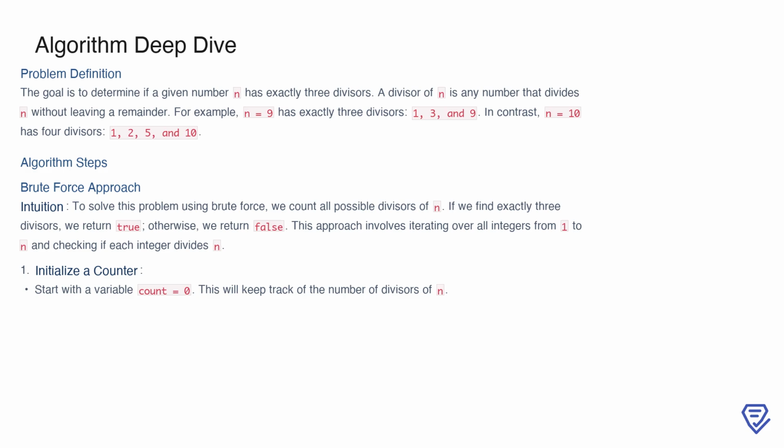The intuition behind this approach is straightforward: iterate through all integers from 1 to n and count how many of them divide n completely. If the count equals 3, we return true, otherwise, we return false. To implement this, we start by initializing a counter variable, typically set to 0, to keep track of the number of divisors we find as we iterate through the numbers.